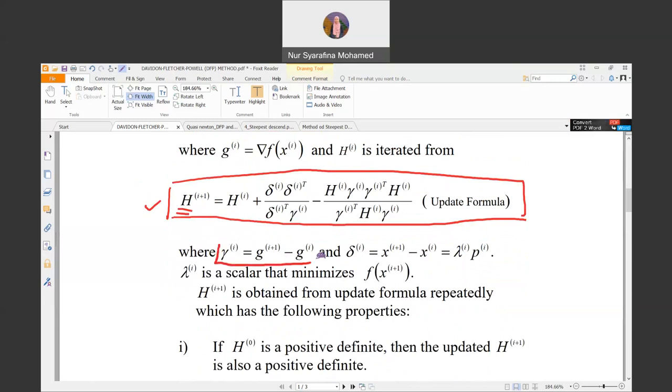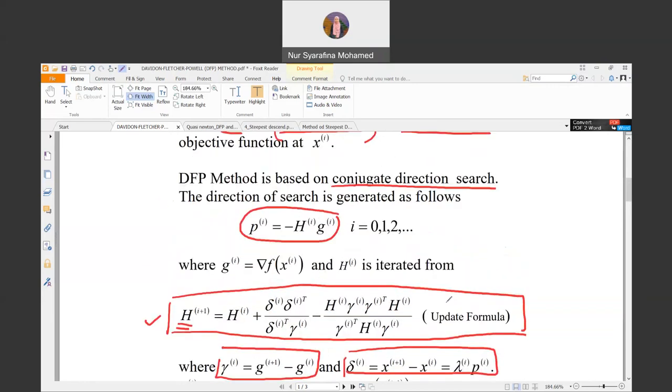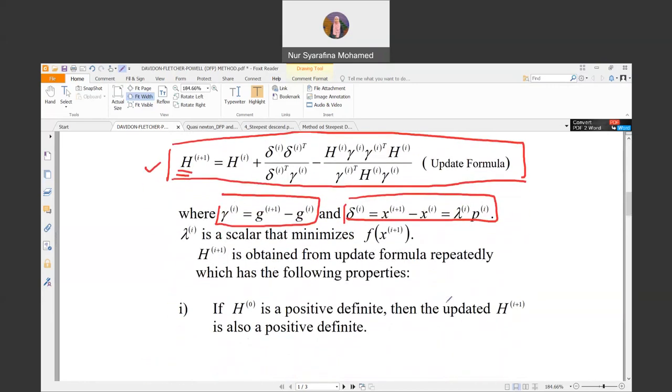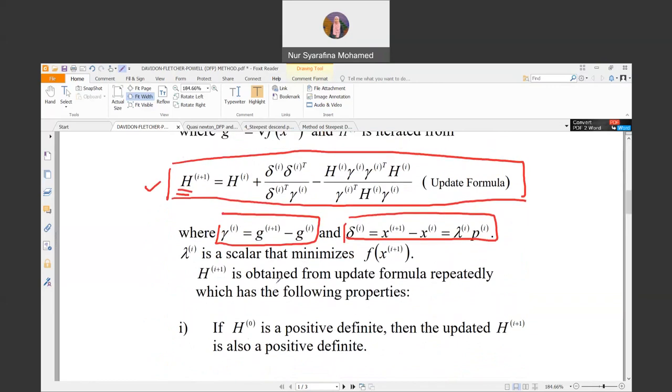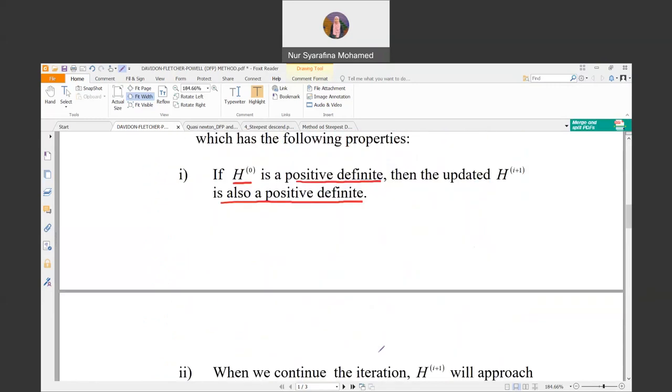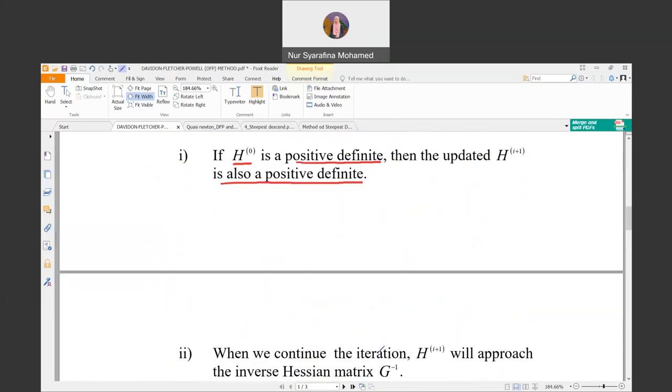This is how we find delta, sorry, the gamma, how we find delta. And this H is obtained from here, where you know that H naught is an identity. So the properties used here: if H naught is positive definite, then H_{i+1} is also positive definite, because identity is positive definite.